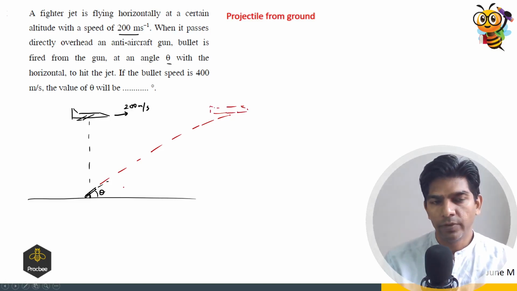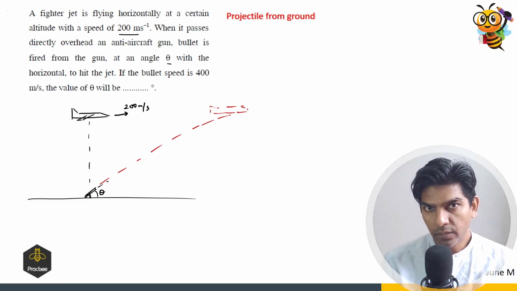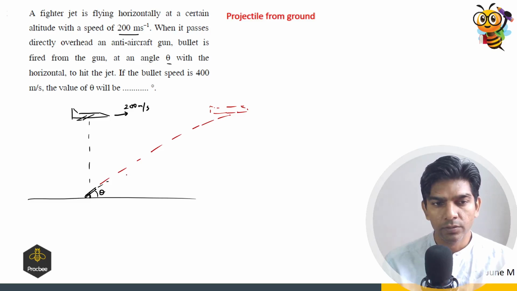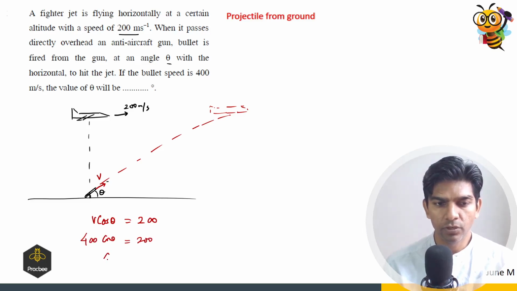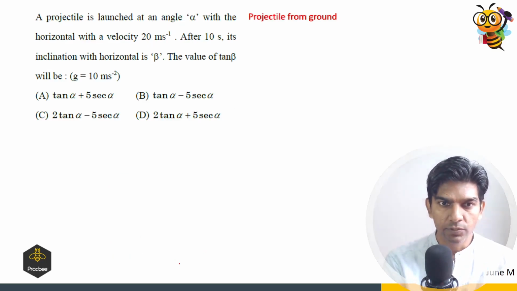Okay, so when can this thing happen? Only if their horizontal components of velocity are equal, right? So if the velocity of projection of the bullet is v, so v cos theta should be equals to 200, and bullet speed is given as 400. So 400 cos theta is equals to 200. So cos theta will be 1 by 2. So theta will be 60 degrees, right? So 60 is the answer of this question.